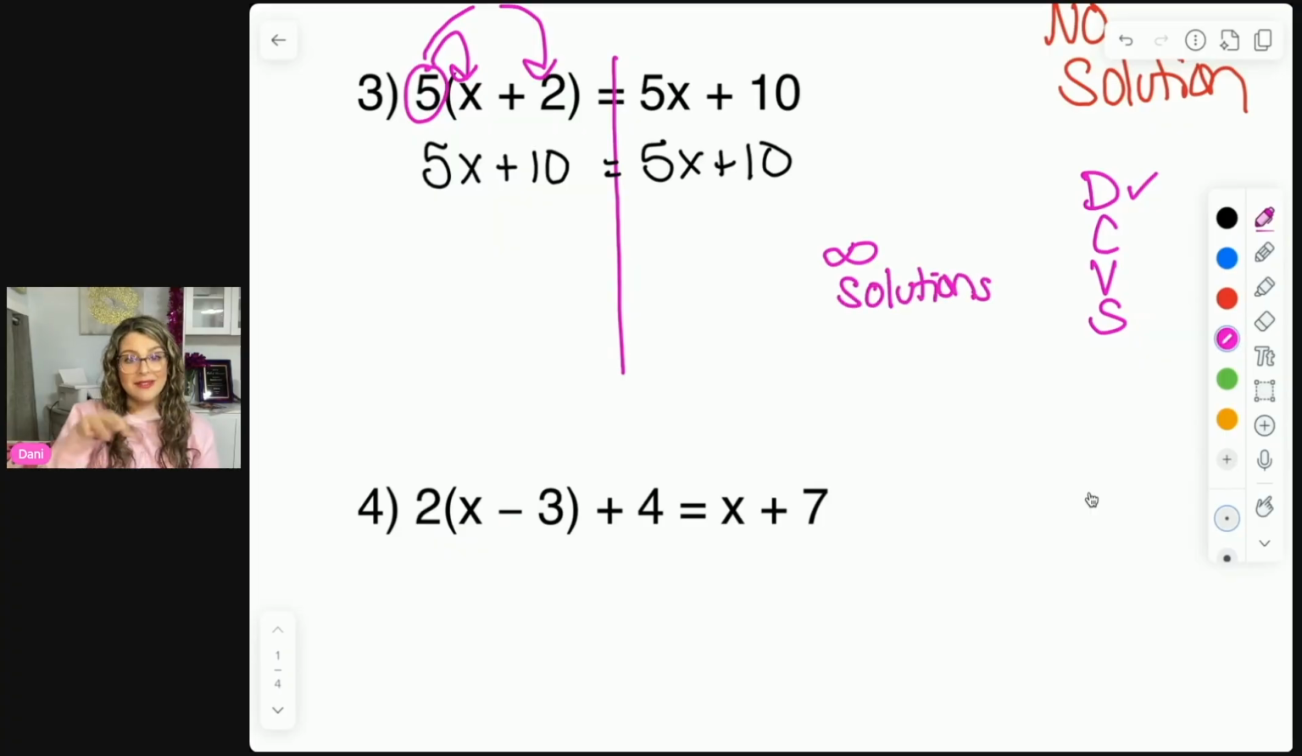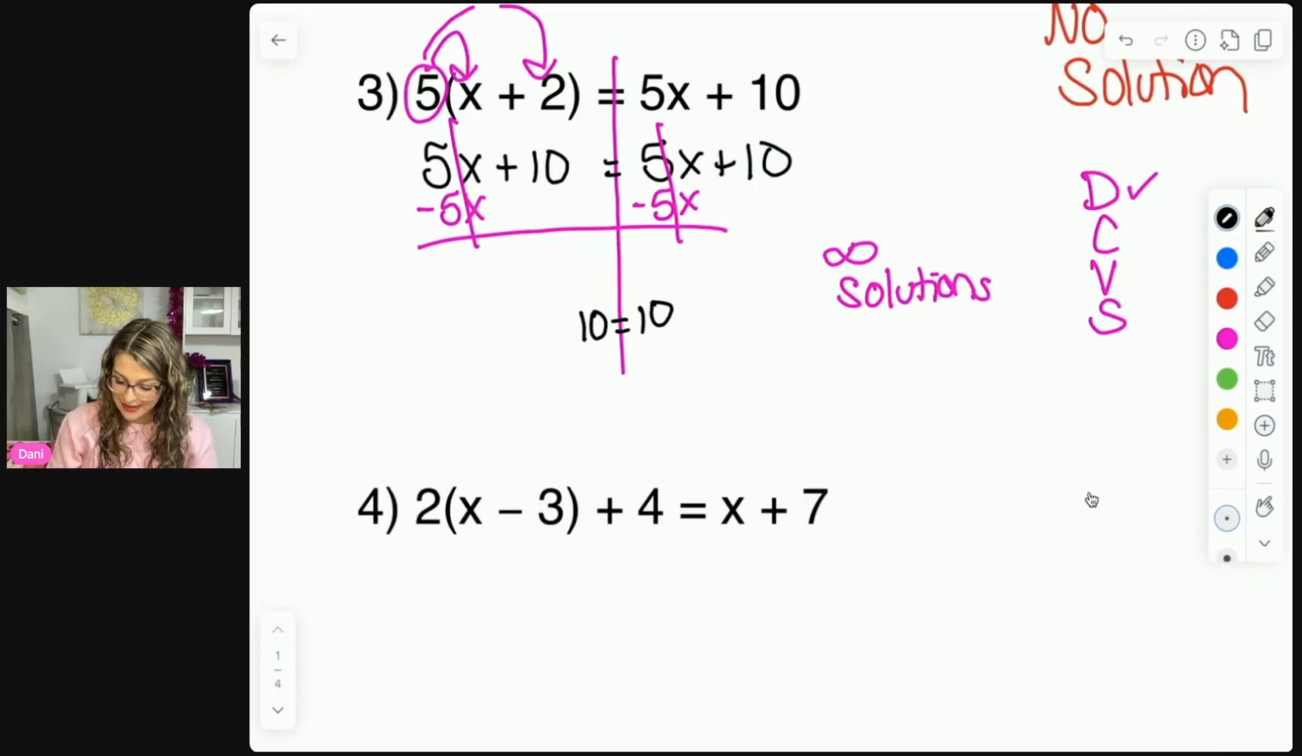And that sideways 8 looking thing there, that's the sign for infinite. All right, but if you're maybe not convinced, let's take it a step further. If I subtract 5x from each side, it cancels out, which in your brain you might think, oh snap, no solution. But hang tight here. We get 10 equals 10. That is a true solution.